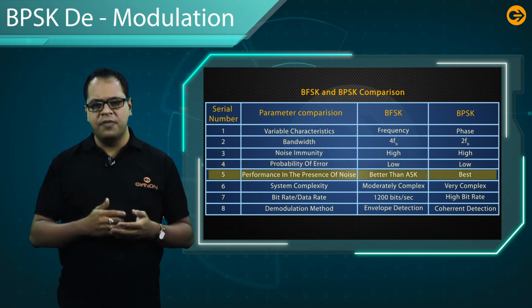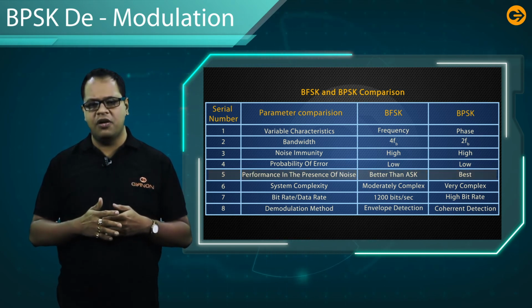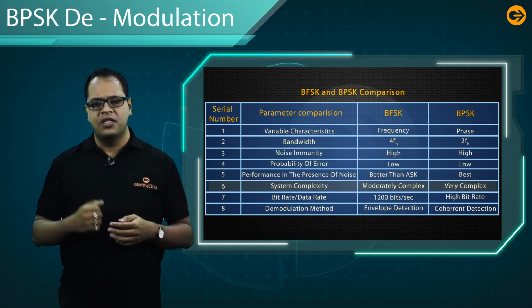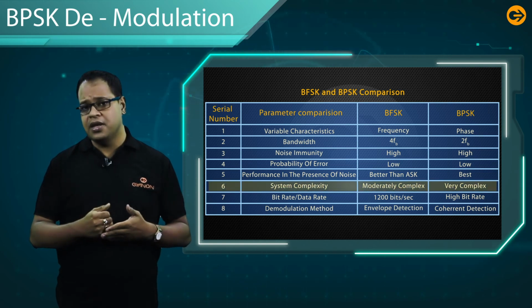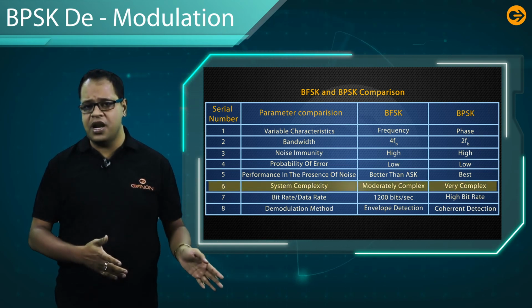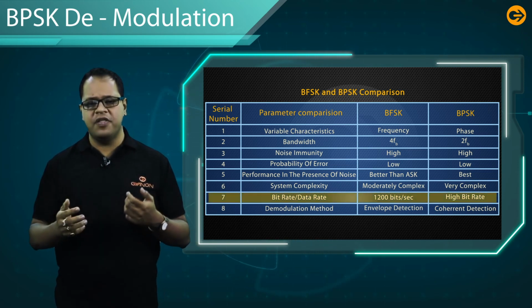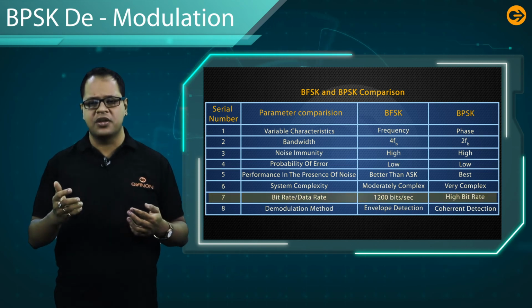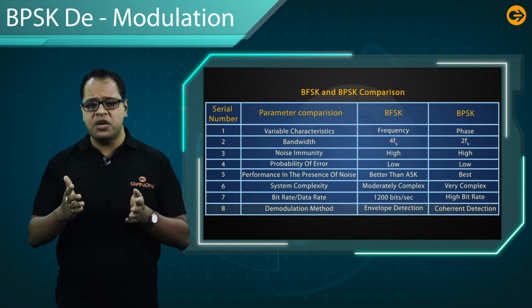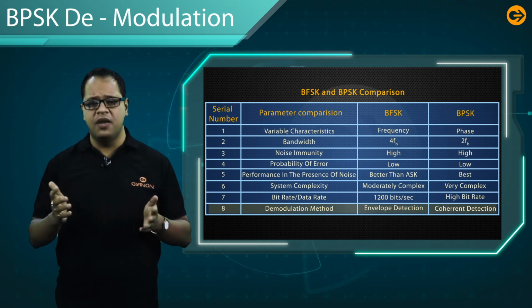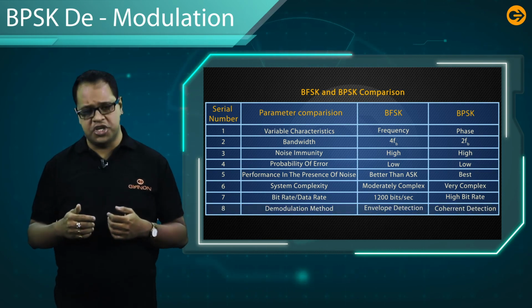For performance in the presence of noise, BFSK is better than ASK, but BPSK is the best. The system complexity in BFSK is moderate, but in the case of BPSK, as we have discussed earlier, it is very complex. The bit rate or data rate in the case of BFSK is 1200 bits per second, but in the case of BPSK it is very high. The demodulation method in the case of BFSK is envelope detection, but in the case of BPSK it is coherent detection.